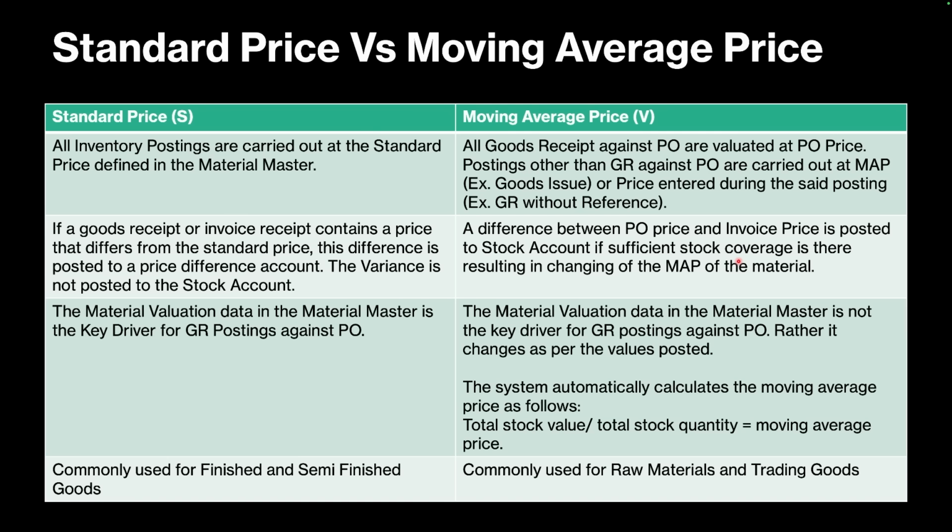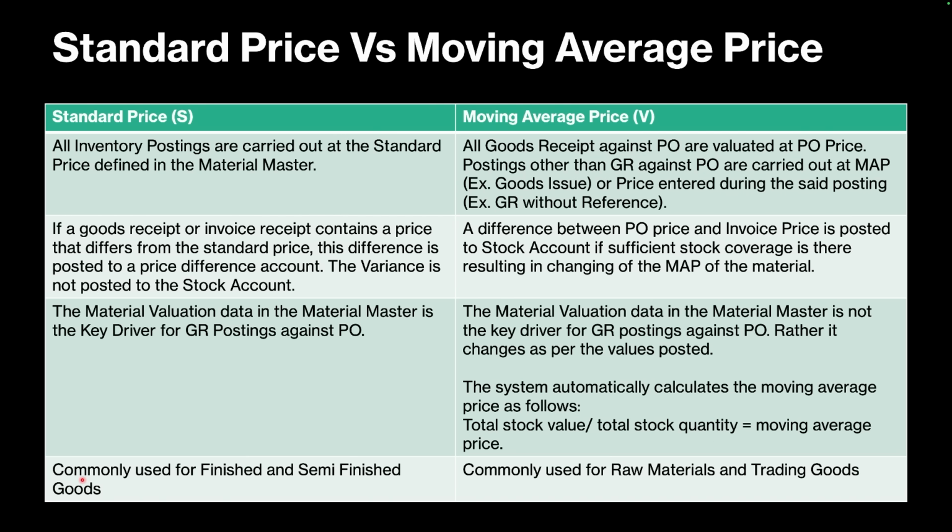In case of moving average price, system will always adjust the moving average price if there is a differential amount which is to be posted. The system automatically calculates by dividing the total stock value by the total stock quantity. So whatever stock you have with a particular value, system will add the quantity and the value when you do goods receipt, and then finally decide the final moving average price. In case of invoice receipt, system will add the differential value and then decide the new moving average price.